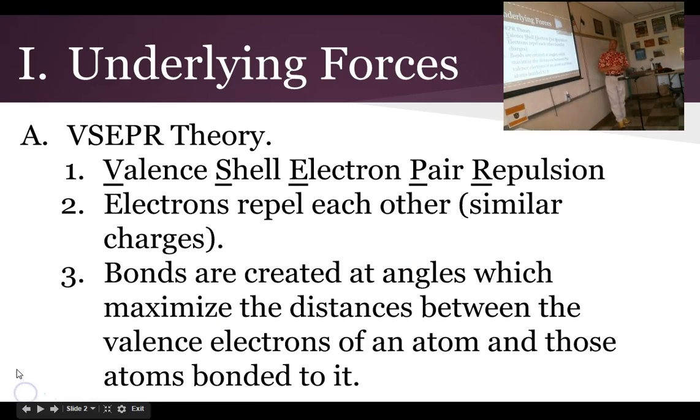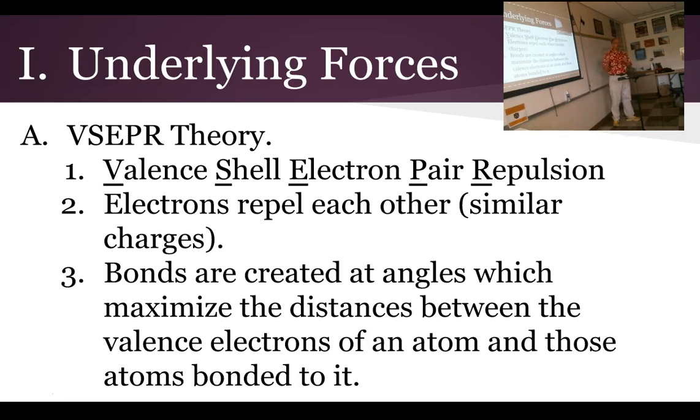Okay, so the things we're going to be talking about are from a theory, which, when we're in science class, the word theory means we're not sure about it. No, just kidding. The word theory means that we have done a bunch of testing and we think that this is a very good picture of reality. So the VSEPR theory, valence shell electron pair repulsion theory. And what they're talking about here is that electrons repel each other.